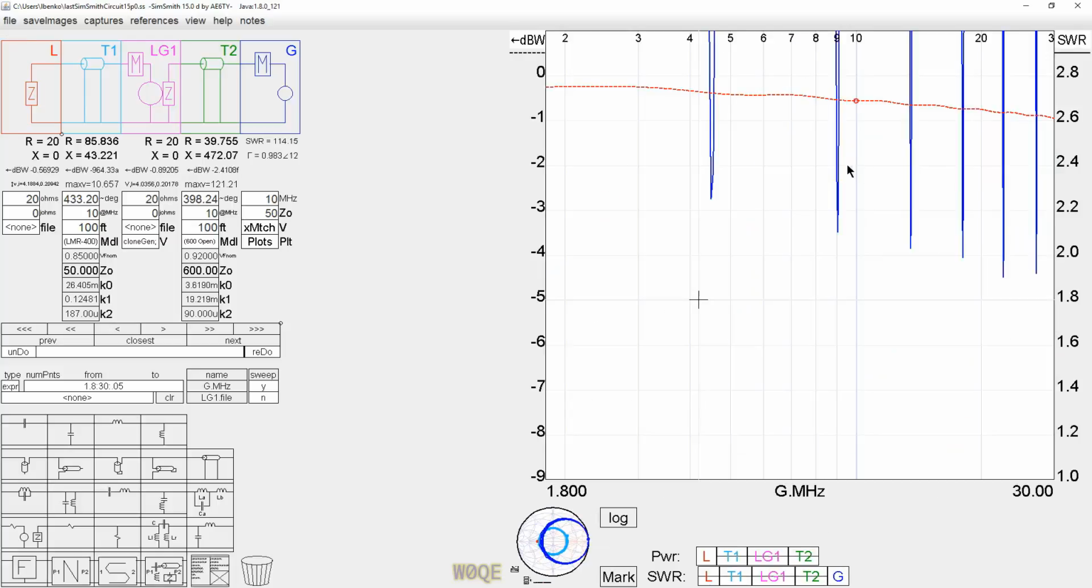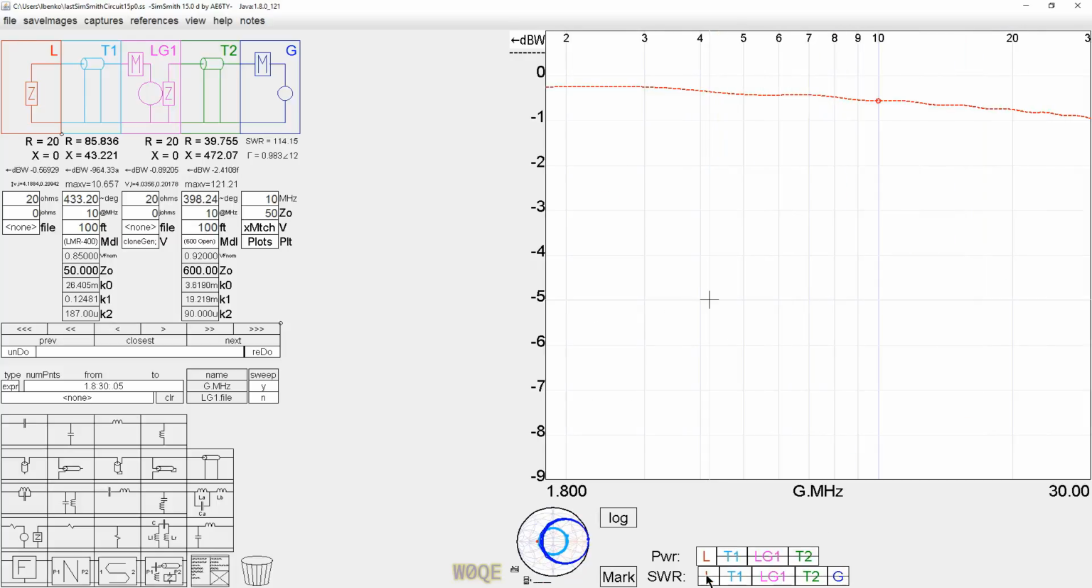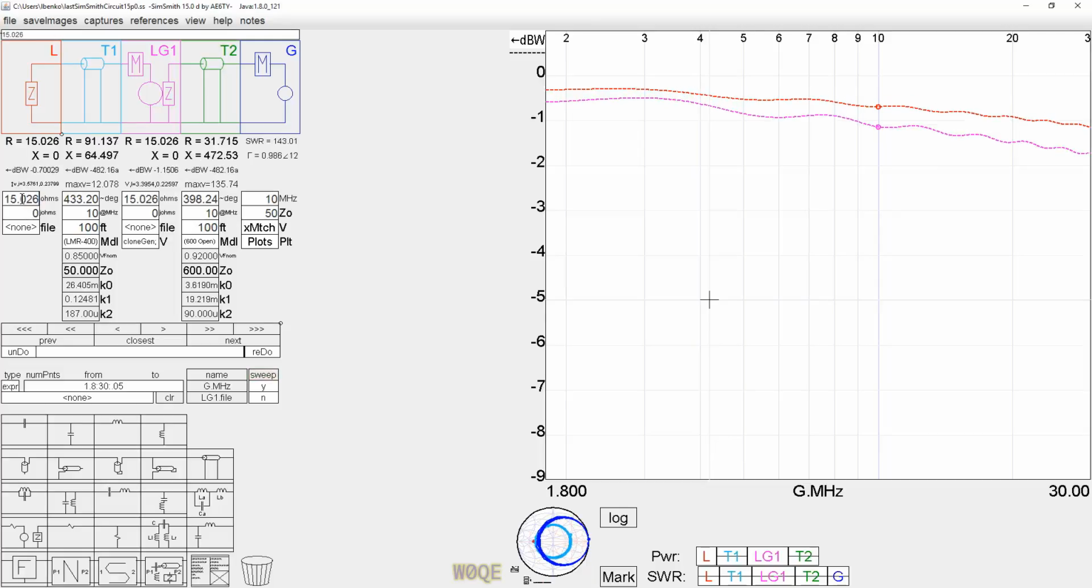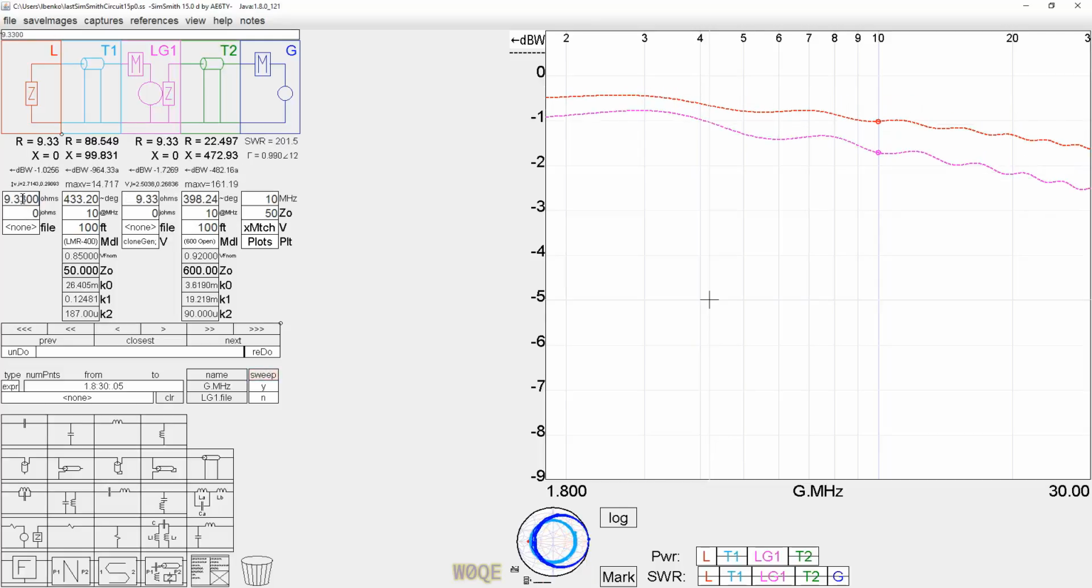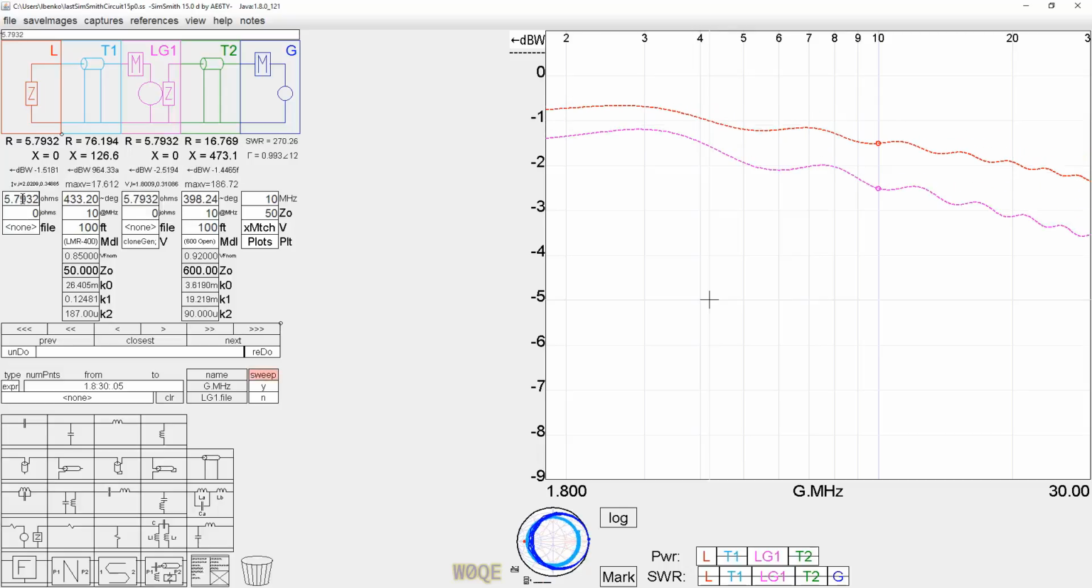And let's go here now. We don't need to look at SWR anymore. We'll look at the power in the load and the power at LG1. And there's our two plots. So the red plot, which is the coax, and the pink plot, which is the open wire line. So at 20 ohms for a load, we see that the coax is actually less lossy than the open wire line. The open wire line is worse. If we drop the impedance down, it gets even worse. So the coax is beating the open wire line in terms of loss fairly handily at these low impedances.